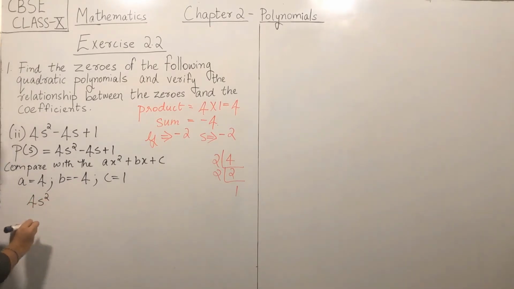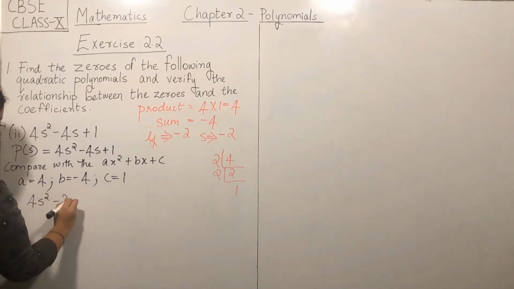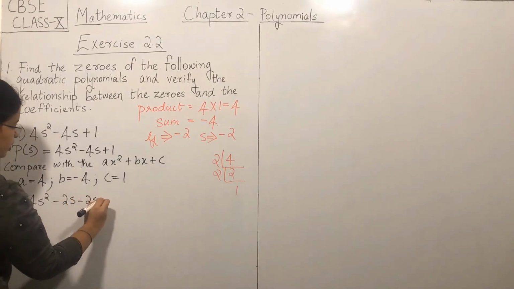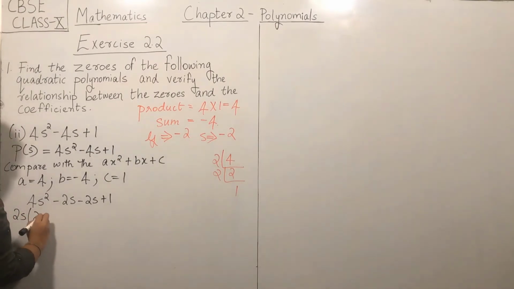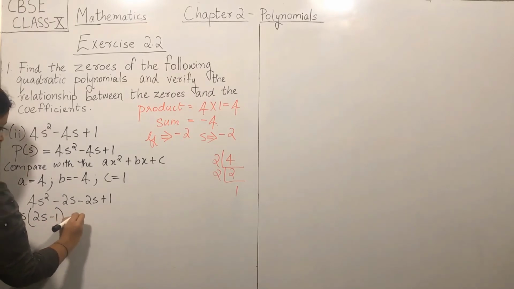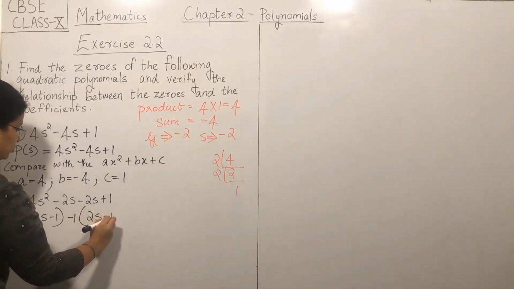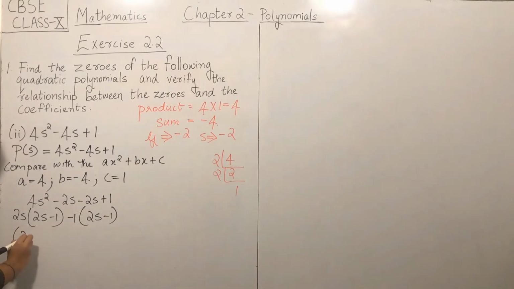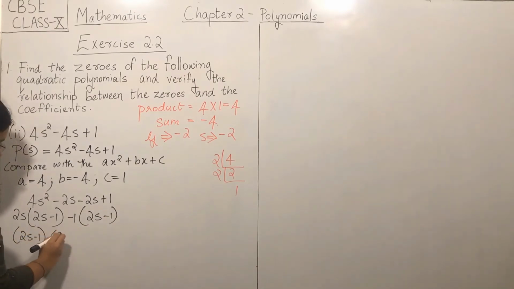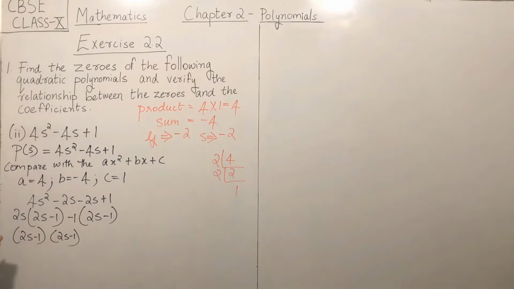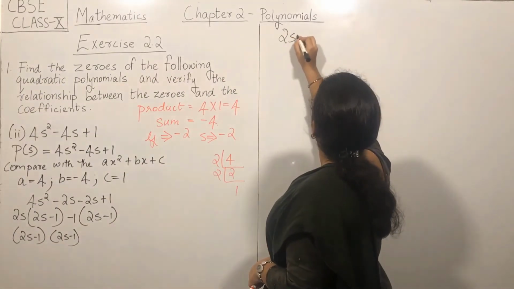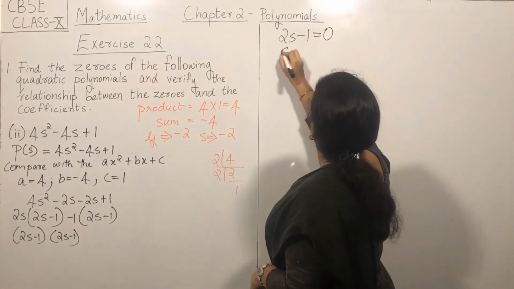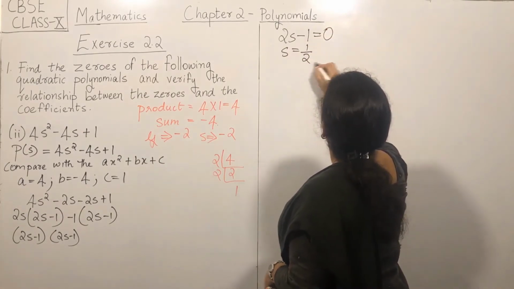4s square minus 2s minus 2s plus 1. Here taking 2s as common, 2s minus 1, 2s minus 1. Equating 2s minus 1 to 0, 2s minus 1 equals 0, then s equals 1 by 2.